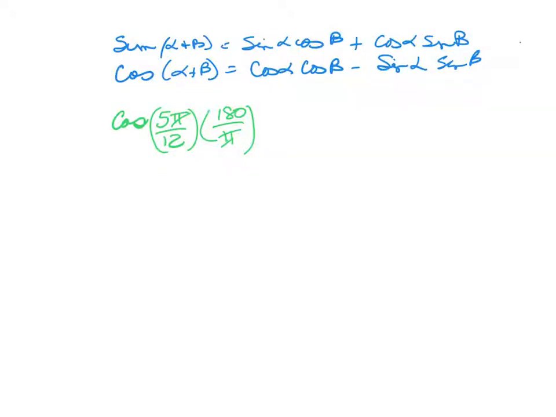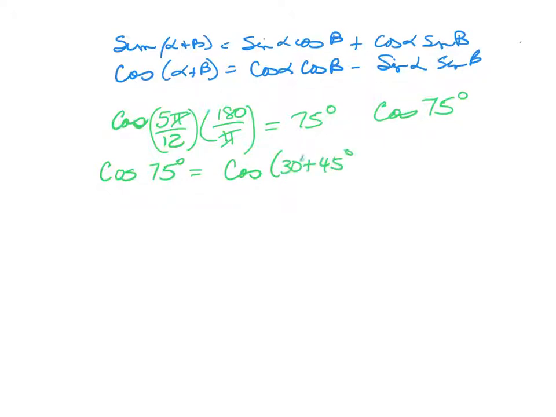So 5 pi over 12 is the same as 75 degrees. So we're really looking for the cosine of 75 degrees. Okay? Now, on your unit circle, 75 degrees does not exist. But can you find me two angles on your unit circle that add up to 75 degrees? So this is the same: the cosine of 75 degrees equals the cosine of 30 plus 45, right?